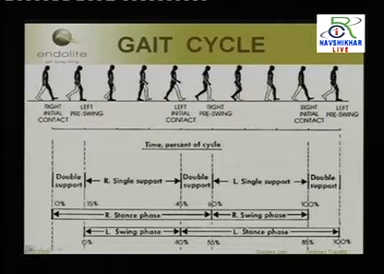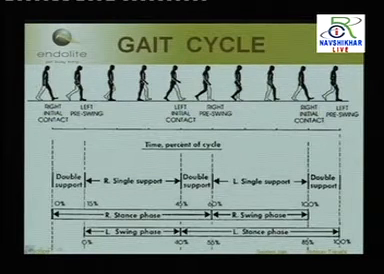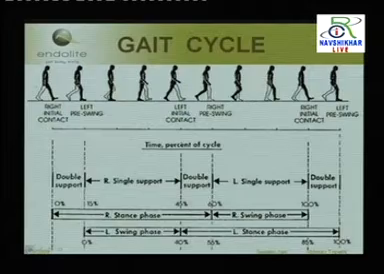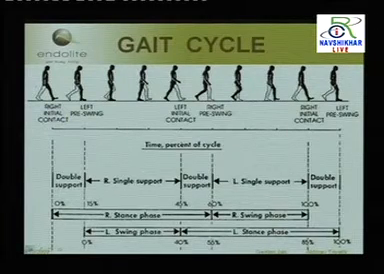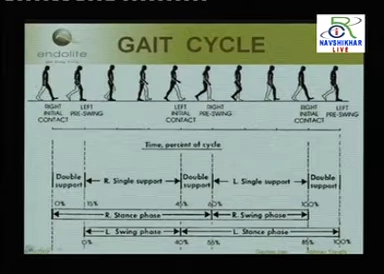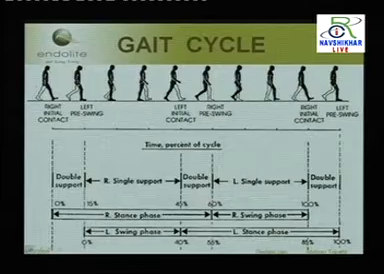So for completing one complete gait cycle, you have the stance phase of one extremity, swing phase of one extremity, and double support, and the same thing for the other extremity. Heel strike of one extremity to heel strike of the same extremity is the description of a complete gait cycle. The cycle is complete when we start in the same way and end in the same way.